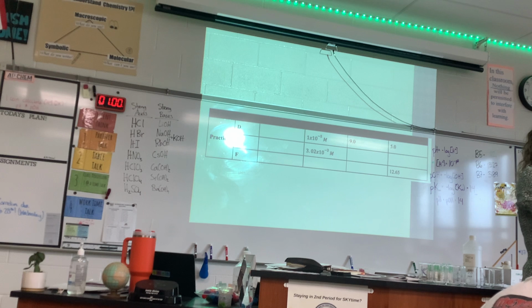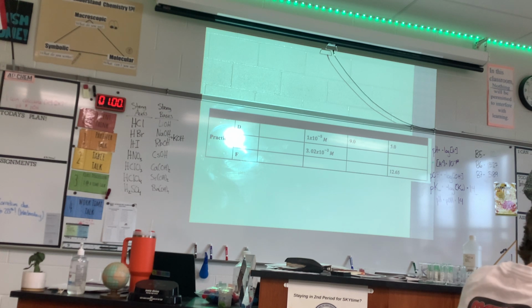Okay? Solution E is also a basic solution. Its hydrogen ion concentration should be 3.3 times 10 to the negative 12. Its pH is 11.48, and its pOH is 2.52. Any questions on solution E?